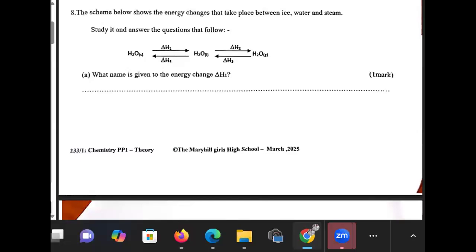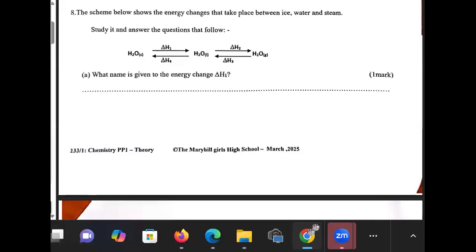To answer the other question that is down there, from solid to liquid, that is endothermic. From liquid to gas, it is also endothermic. Then 3 is exothermic, and 4 is exothermic. If you look at 1 and 2, those ones we can talk of a heating curve.